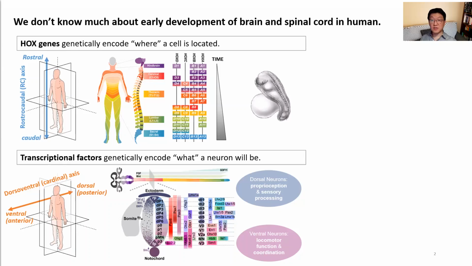The rostral-caudal axis encodes the position of the neurons from the head to toe, and this is determined by the remarkably conserved time-dependent expressions of Hox genes. The dorsoventral axis specifies the types and the functions of the different neurons, and this is under the control of specific transcription factors such as FGF, TGF-beta.